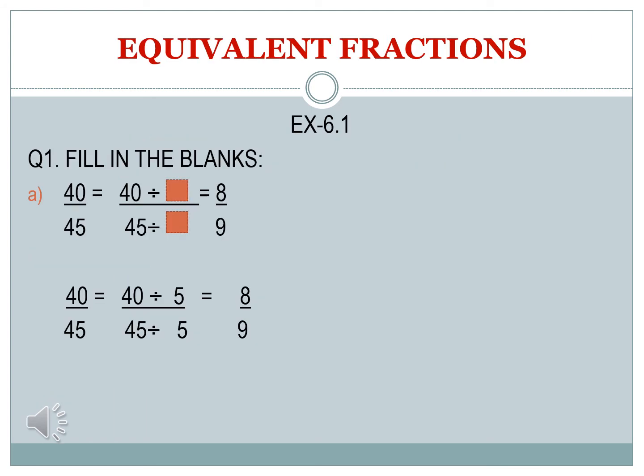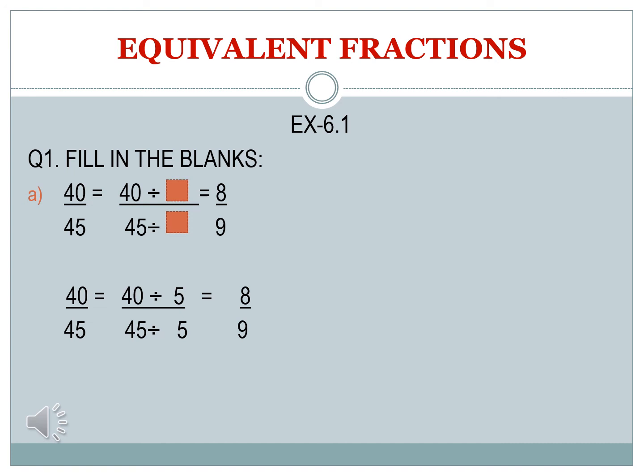Let us now work upon equivalent fractions given in exercise 4.1. So the question says fill in the blanks. A part: 40 by 45 and the equivalent fraction is given as 8 by 9. So here in the question it has been mentioned that the equivalent fraction has been found with the help of division, right? So you have to pay attention to the common factors here. We are going to divide both numerator and denominator by a common factor. So 40 and 45 have a common factor 5, right?